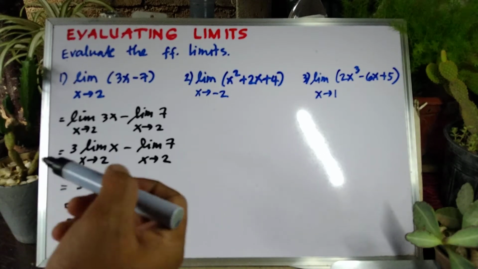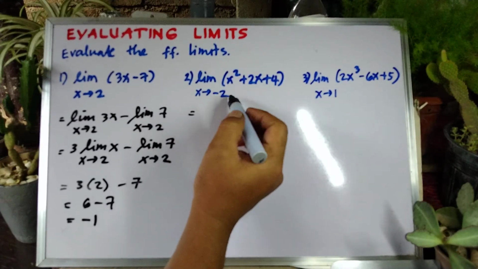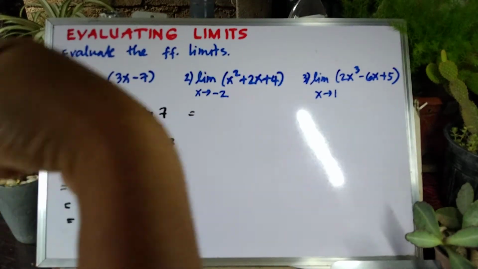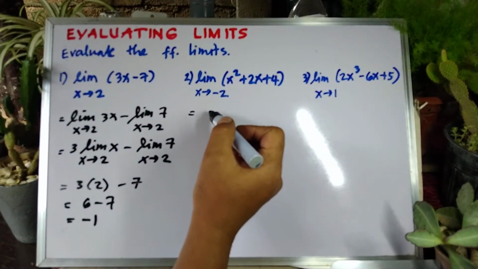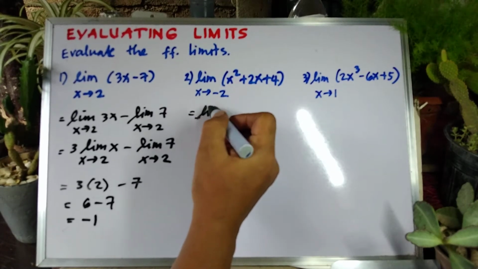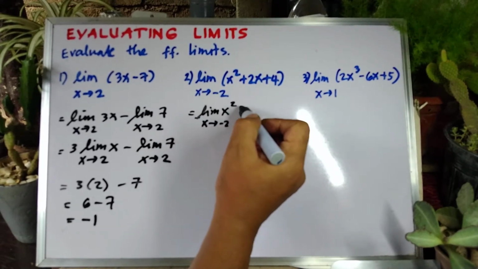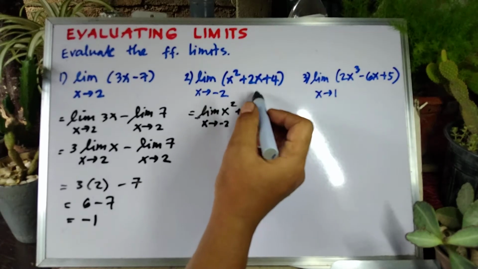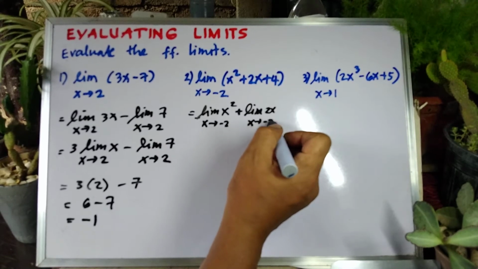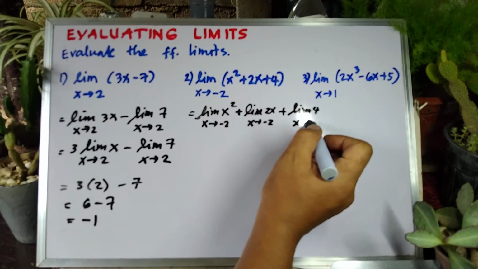So, you have here, if you are already good, you can just substitute negative 2, to make it easier. But let's just distribute the limit. Limit of x squared as x approaches negative 2, plus, this is 2x, the limit of 2x as x approaches negative 2, plus the limit of 4 as x approaches negative 2.